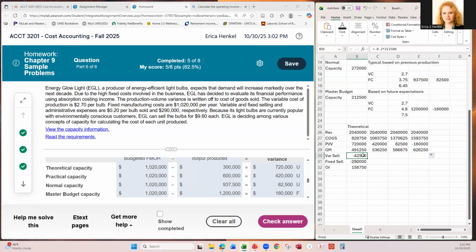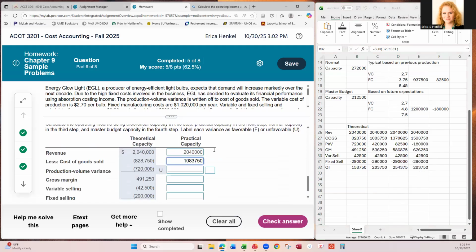Our variable selling costs are going to be exactly the same because it's 20 cents per unit and it's the same number of units all the way across the board. This is going to be the same too. And then this one I can copy right over as well. So working smarter, not harder. All right, so 420,000 unfavorable.